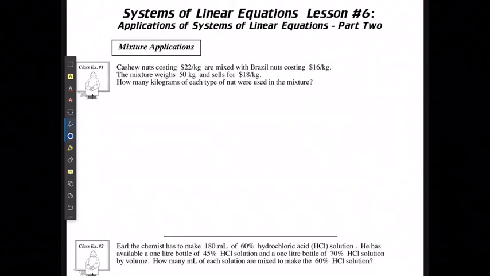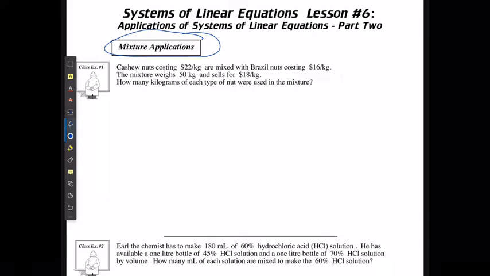Okay, so we've looked at number problems, we've looked at area and perimeter problems, and we've looked at money problems or value problems. Now we're going to take a look at the last two styles of problems. So the first one is going to be mixture applications. When we're dealing with mixture applications, it's going to be somewhat like our value problems.